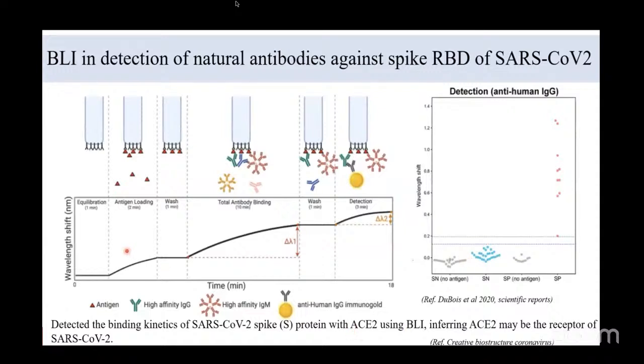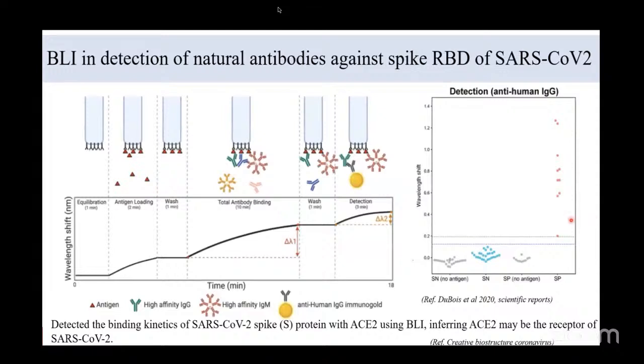One thing to note, after every binding step, there is a shift in the wavelength. This shift in the wavelength of the returning light from the biosensor tip is from the interference of the biosensor surface, and this is what is registered as the interactions. This is a representative of interactions, the wavelength shifts. That is how it is quantified.